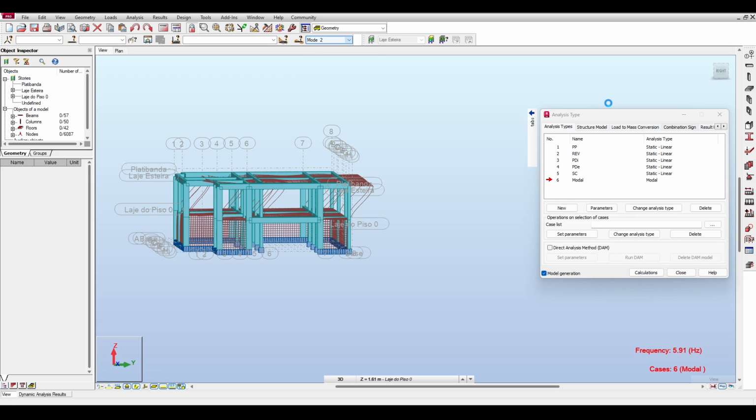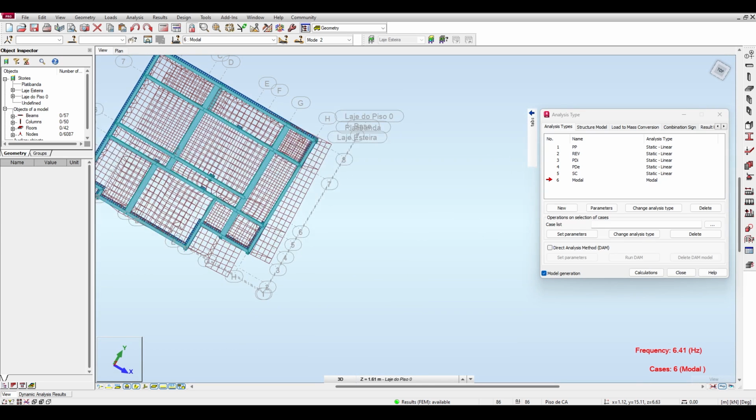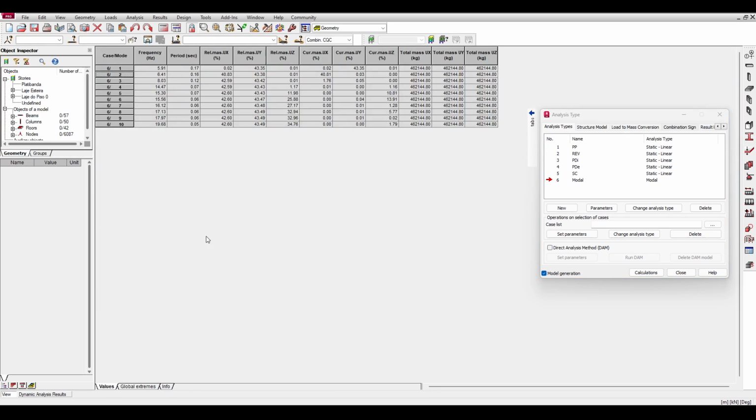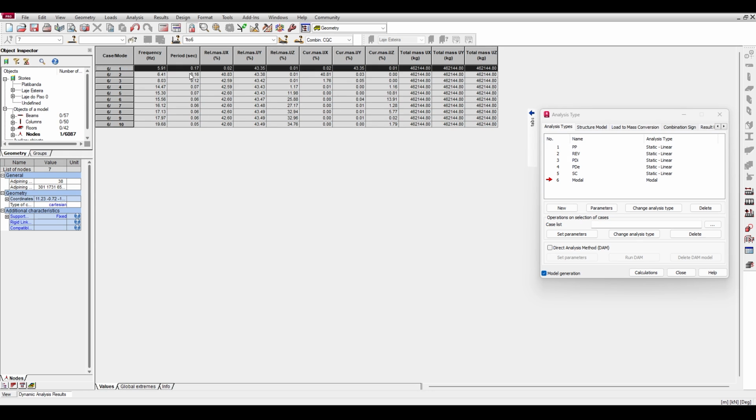Let me show you mode 2. Mode 2 is in X mostly. There is some movement in Y, but the main movement is in the X direction, and you can see this translated in the mass participation. You can see that mode 2 has a mass participation of 40% in the X. This mass participation helps you understand the modes. You know what? Let me make a bold prediction here. This mode is in the Y-axis. This mode is in the X-axis. This mode 3 is in neither axis.